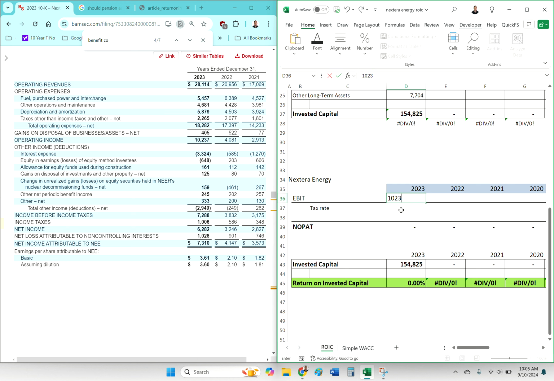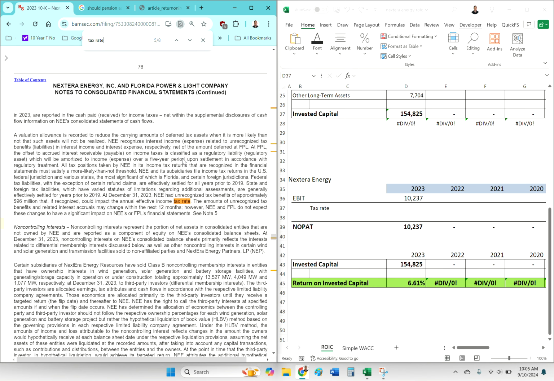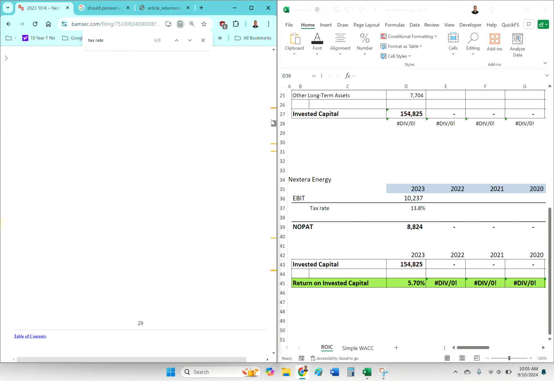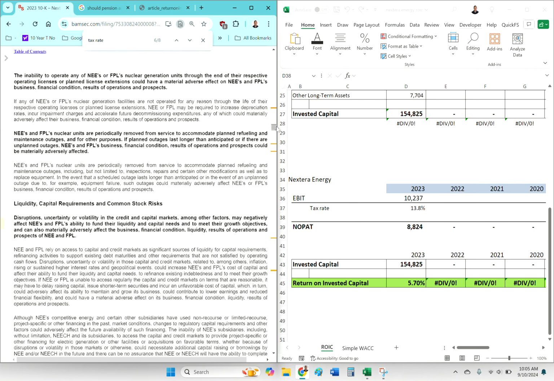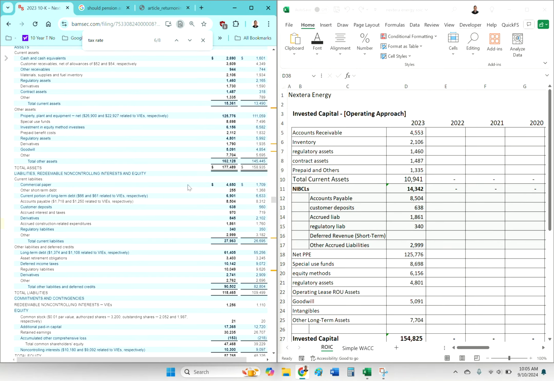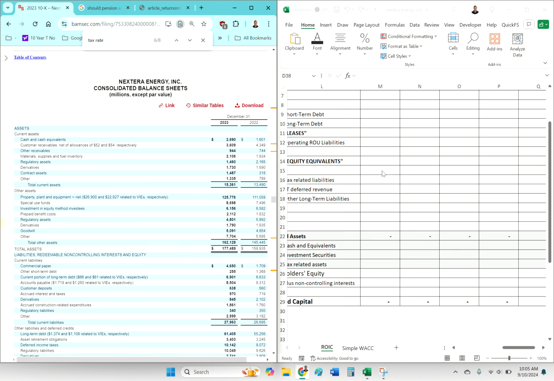But let's get ourselves an ROIC while we're at it. There's our effective tax rate. And so we get ROIC of 5.7. Pretty low, but this company is also growing like a weed. I imagine their WACC's probably lower too, because they're probably able to issue a lot of short-term low interest rate debt.